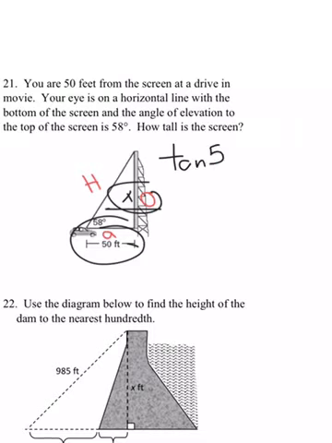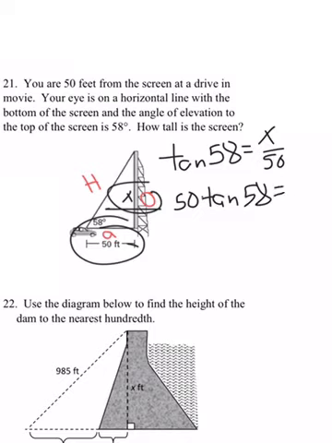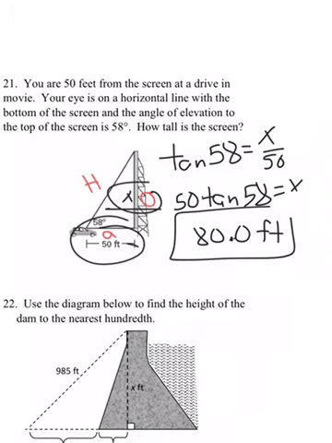Tangent 58 equals opposite over adjacent. When the number is on the bottom, you simply multiply it to both sides, because that's the easiest one to do. So literally this is 50 times tangent 58, and you should get approximately 80.01, so 80.0 feet. And that's squared because it's just a height.